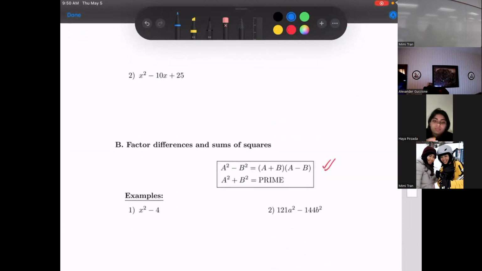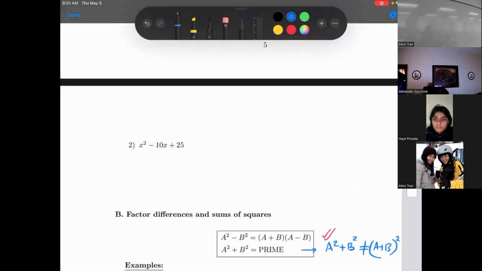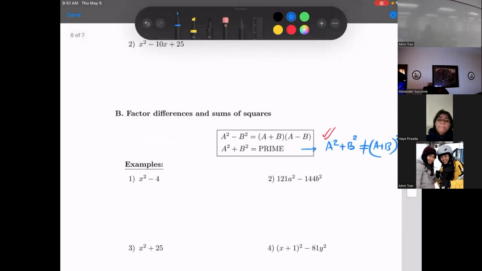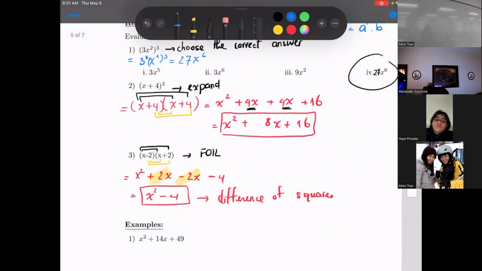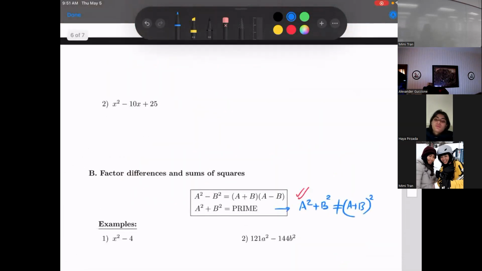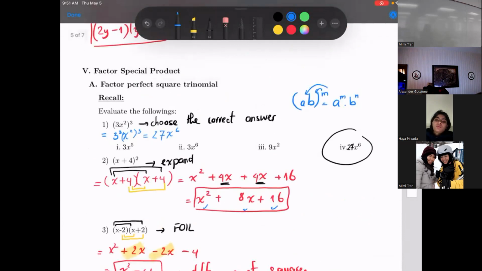But by the way, this is a squared plus b squared. It is prime. It is not equal to a plus b squared, right? Because that's a very common mistake as well. As you can see, a plus b, all of that squared, when you FOIL it, how many terms do you expect to have? Same thing up here. How many terms? 3, right? But here is only 2, so it should be wrong, right? a squared plus b squared is only 2.